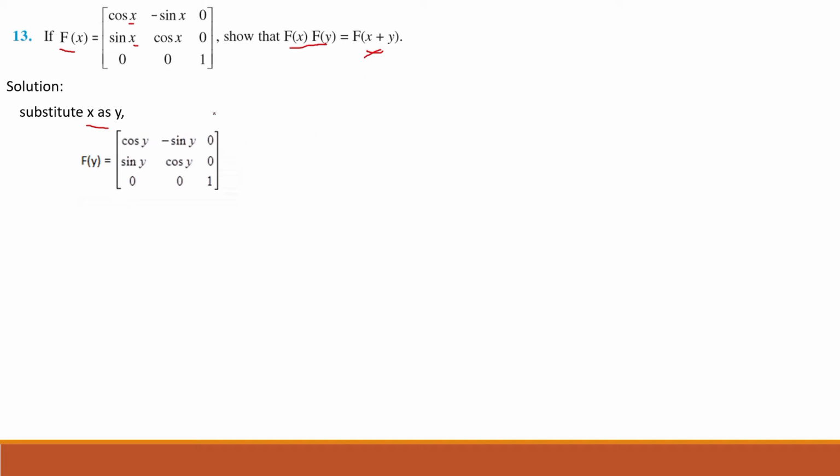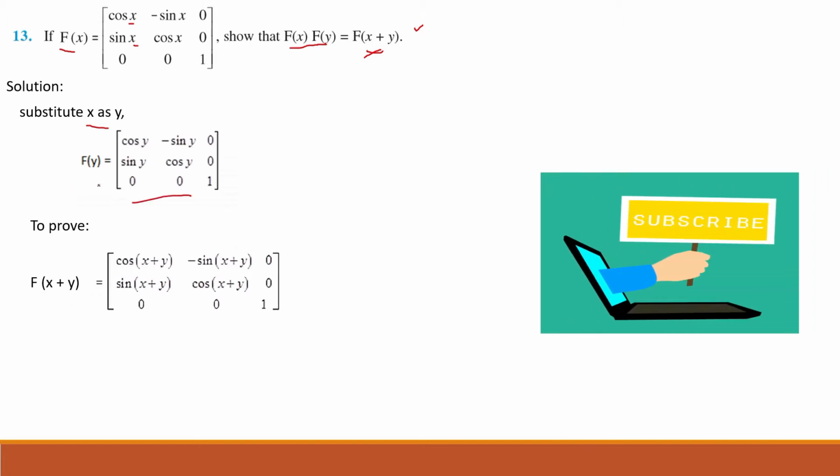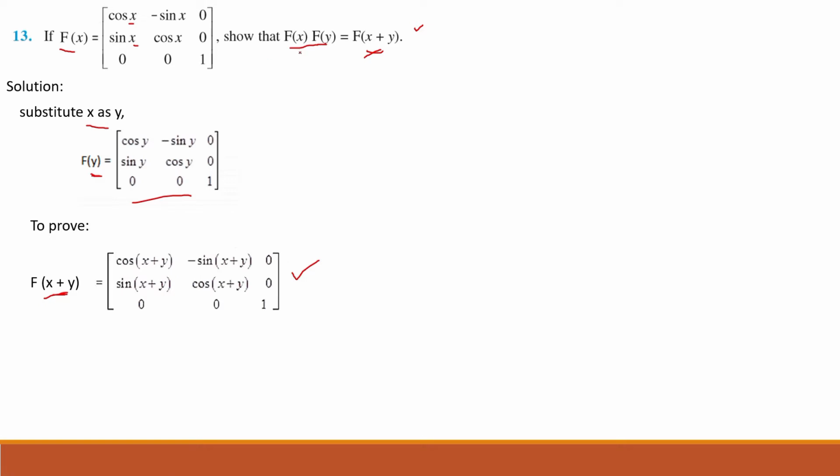So we have to now prove that f of x into f of y is equal to f of x plus y. So first we solve the right hand side. We have to find f of x plus y. That means we have to just substitute the matrix of this function into x plus y, and this is the resultant matrix. And in the LHS of this equation, we have to multiply f of x into f of y.